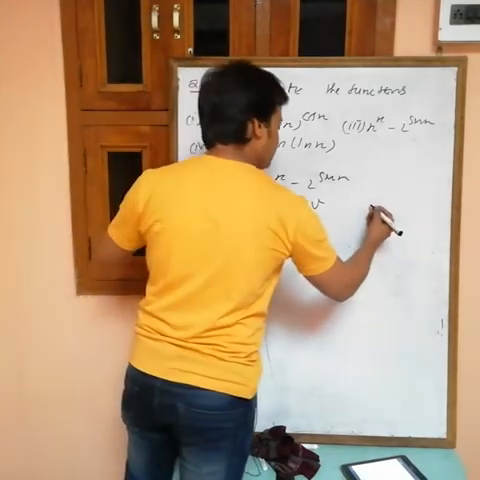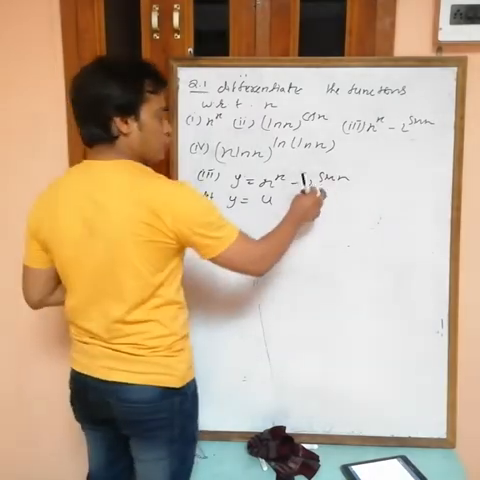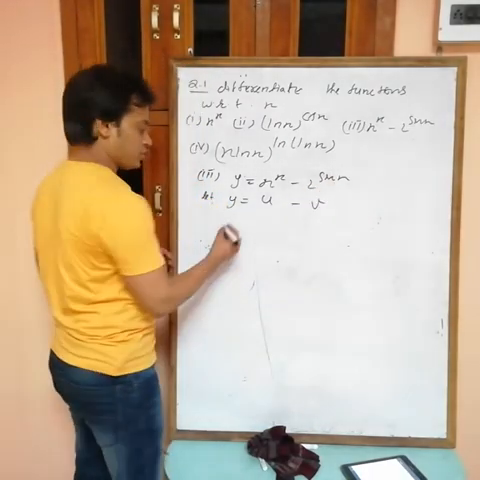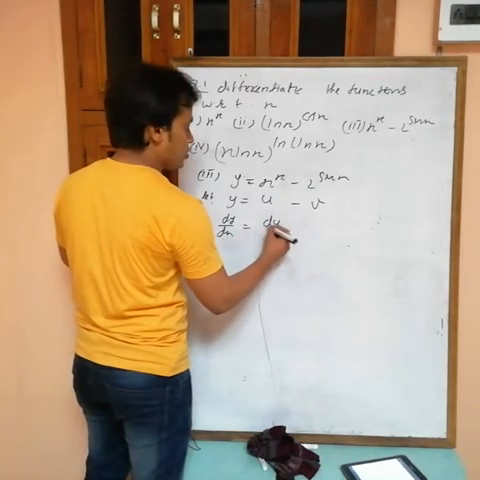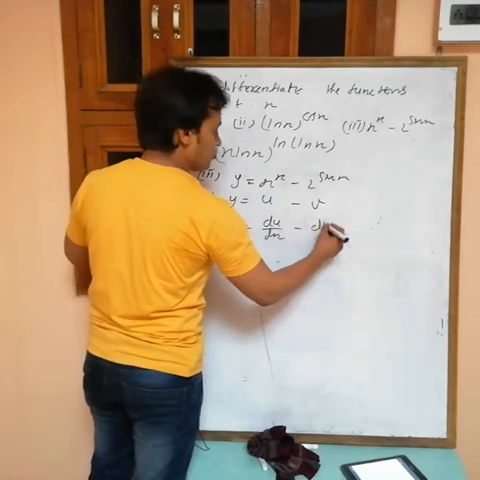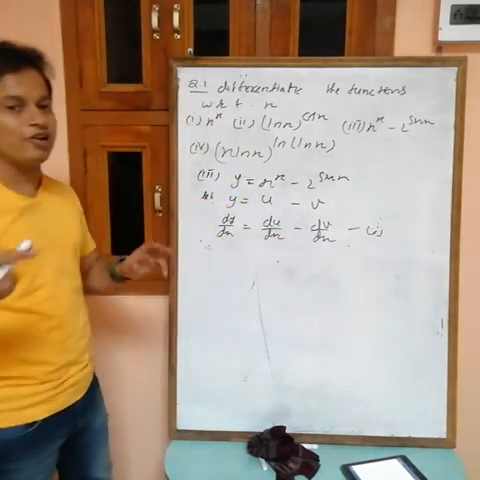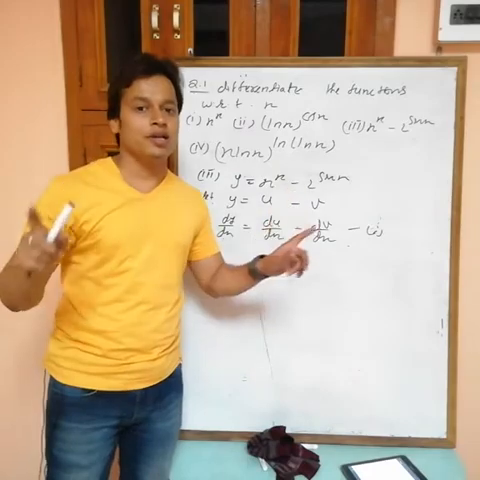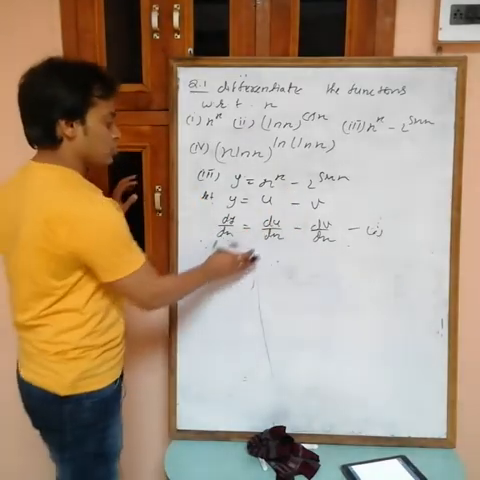So first I am assuming x power x as u and 2 power sin x as v. Now differentiate. Now dy by dx is, differentiation of u is du by dx and differentiation of v is dv by dx. Equation number 1. Now to find the value of dy by dx, what you want, du by dx and dv by dx. To get du by dx, you have to differentiate u.